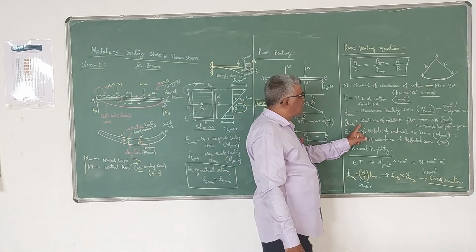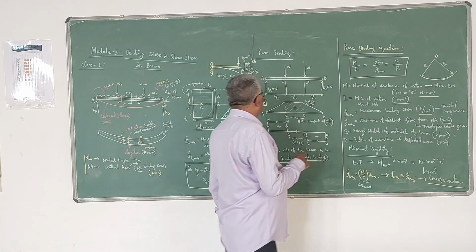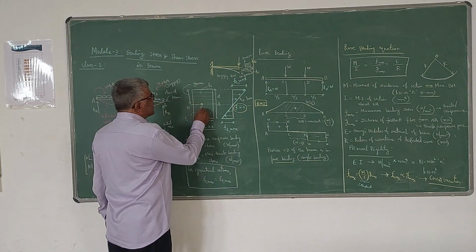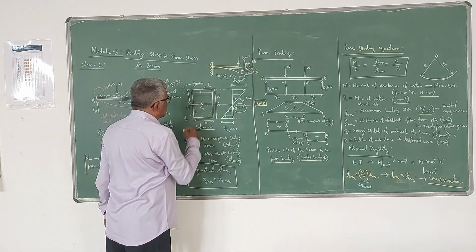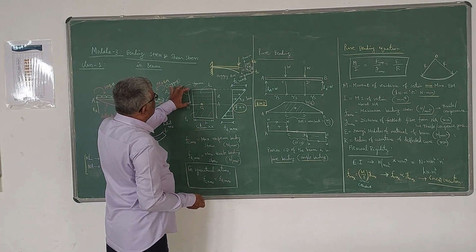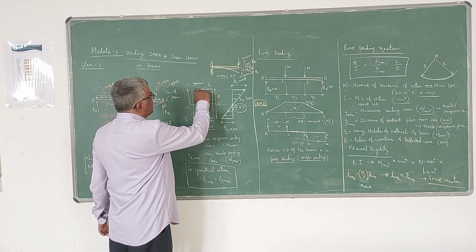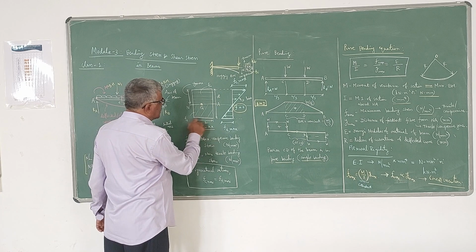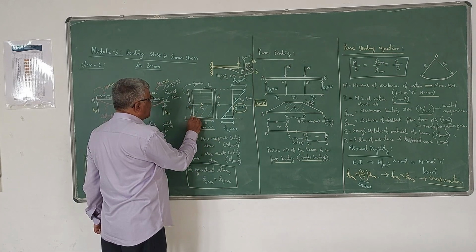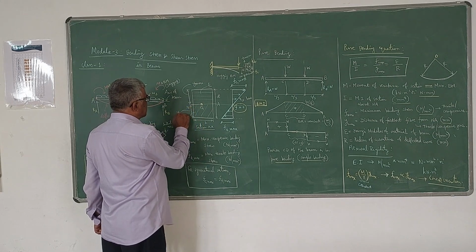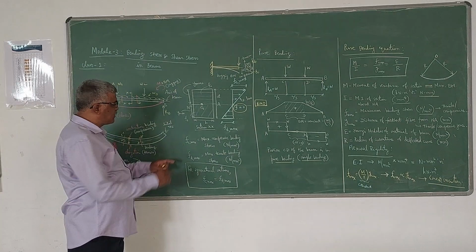Y max is the distance of the farthest fiber from the neutral axis. This you have to understand. Farthest fiber means the distance is always measured from the neutral axis, above the neutral axis or below the neutral axis. For example, in the case of a rectangular cross section, this itself is the farthest layer. Here also this itself is the farthest layer. Your Y max is the same here. So in the case of symmetrical sections, Y max will be the same on either side. That's what I have shown here.